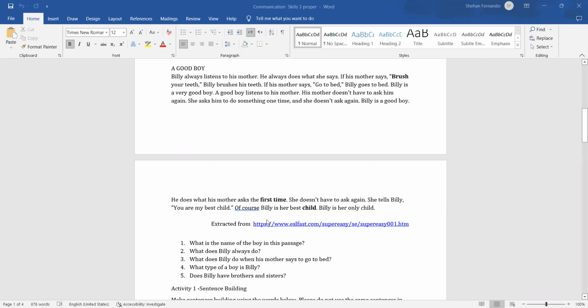What is the name of the boy in this passage? You can put it in the chat, or you can even unmute and tell. Yes, the name of the boy is Billy. And please remember, when you write the name in small letters, you do not get marks. It has to be capitals because a name always starts with a capital, right? So Billy is the answer.